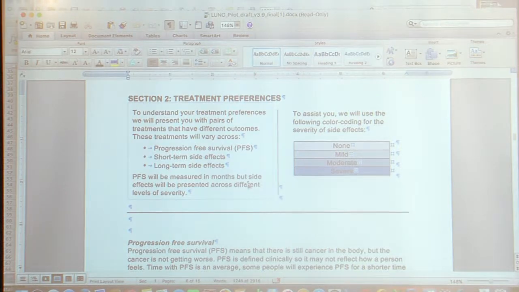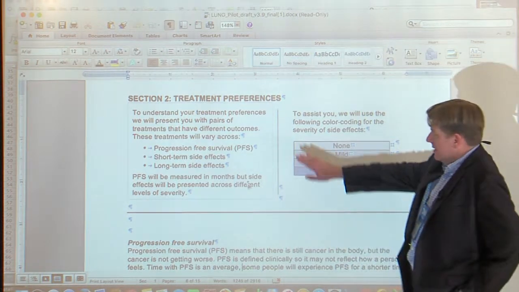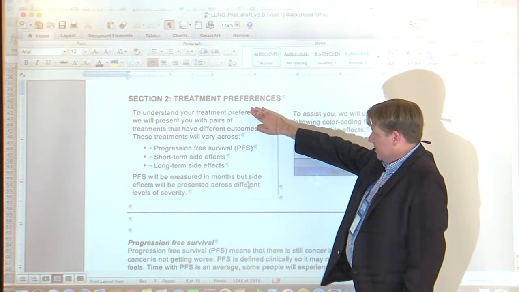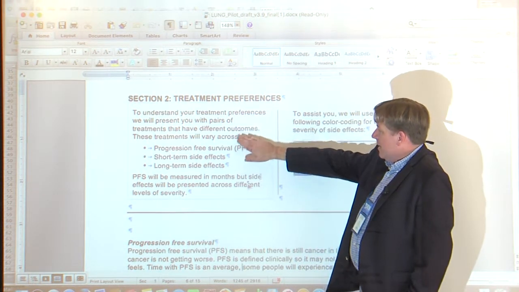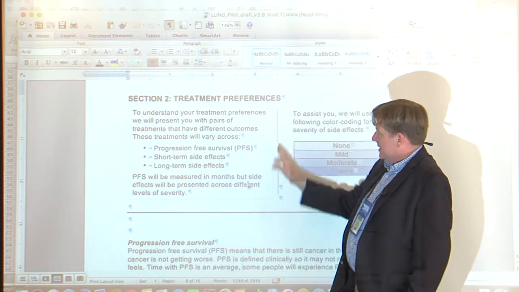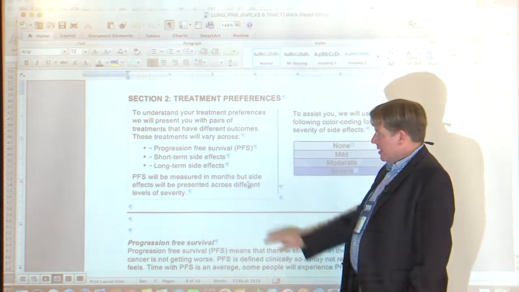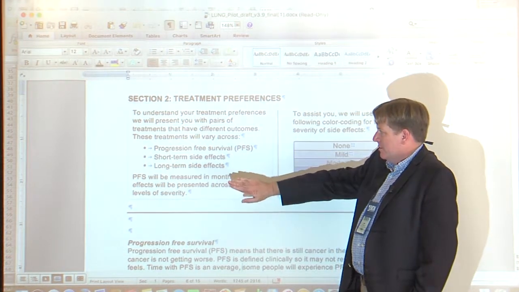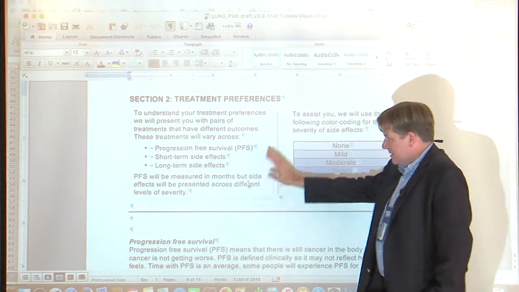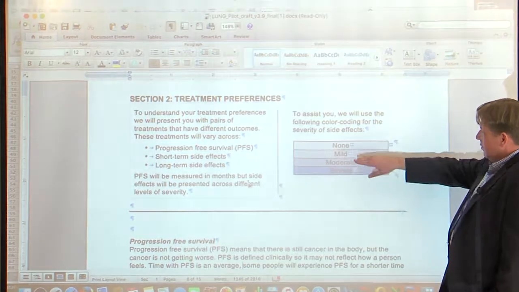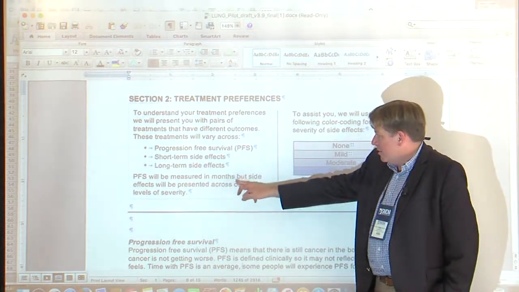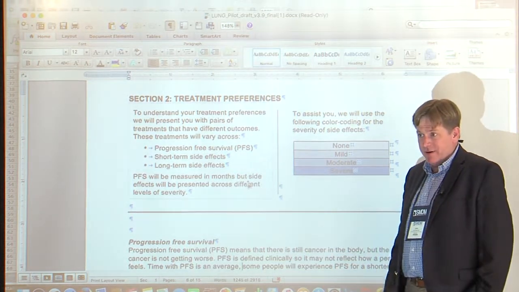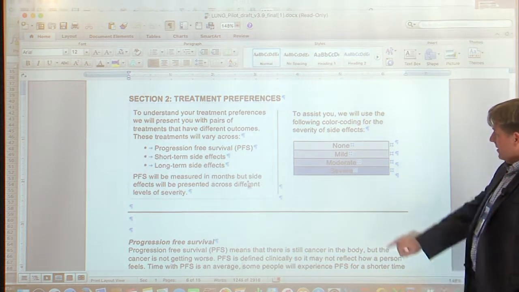This is the kind of the meat of the survey. This is the instrument. This is what we're focused on, the results that you saw. This is kind of like a brief summary. We're going to show some choices that vary in progression-free survival, short-term side effects, long-term side effects, and we can talk about, somebody said, the different scales. I've already warned somebody that these things are going to be different on different scales.